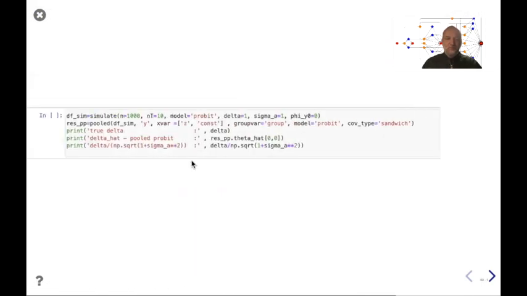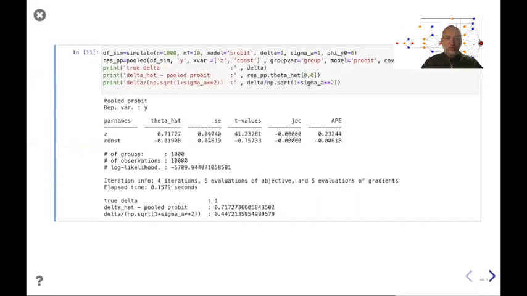Well, the true delta was that. Here's a different alpha, so we need to do it again. Another simulation, another number. So theta has 0.45, and the true delta here was assumed to be 1. I printed that here, but in the pooled probit we got 0.45.